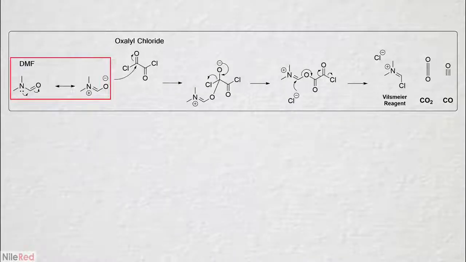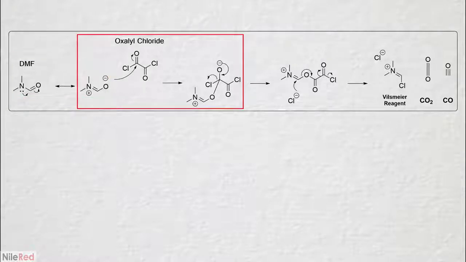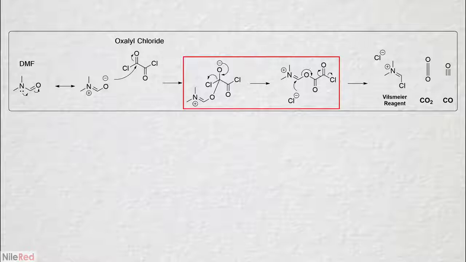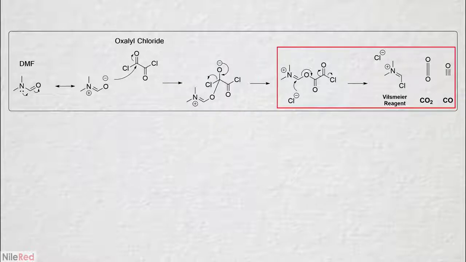In the first step, the electrons on the nitrogen of DMF move to form a double bond. The other double bond opens up, and the electrons go to the oxygen. The free electrons of the oxygen then attack the carbonyl of oxalyl chloride and open up the double bond. The electrons on the oxygen then move to reform the carbonyl, and the chloride is kicked off. The free chloride then swings back around and attacks the double bond. This leads to a cascade of electrons jumping around and the formation of the active Vilsmeier reagent.